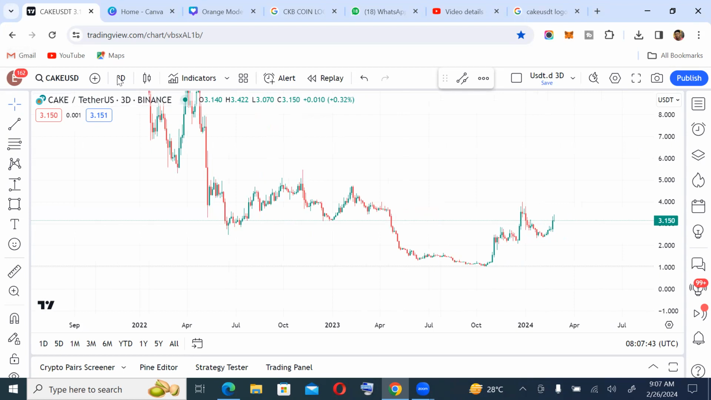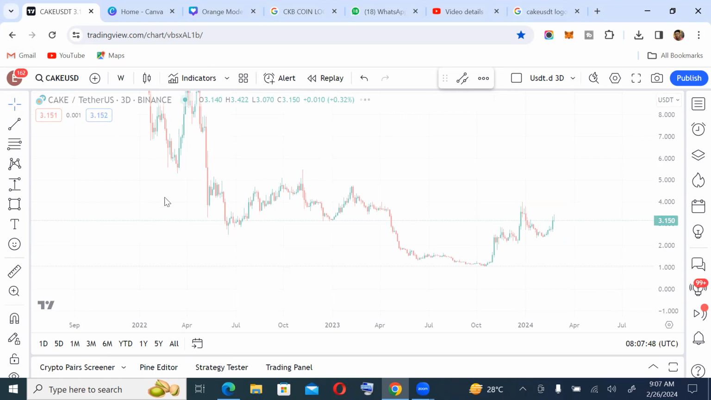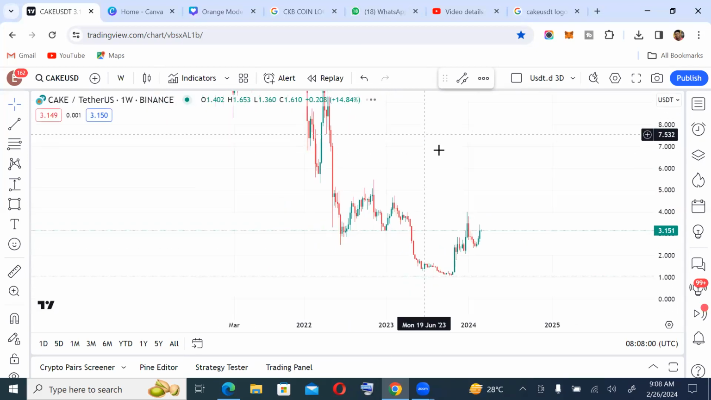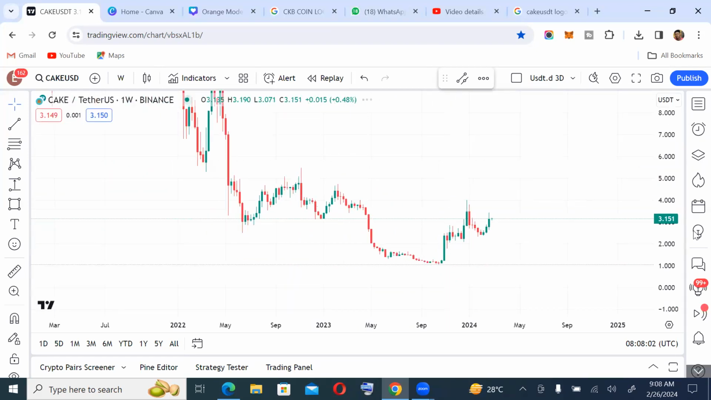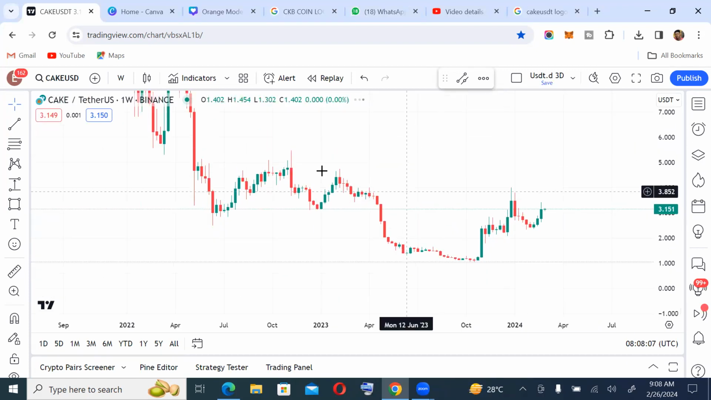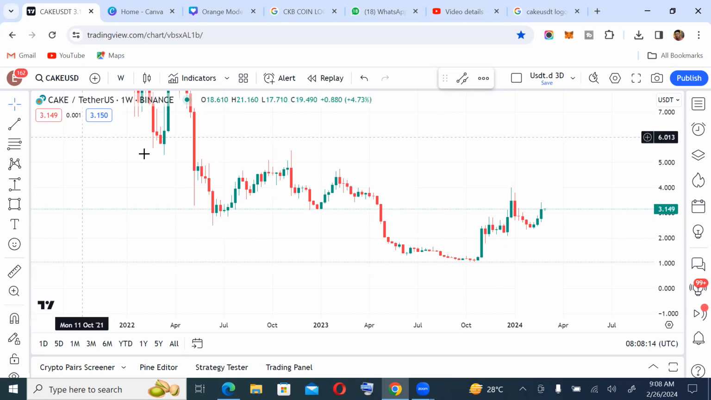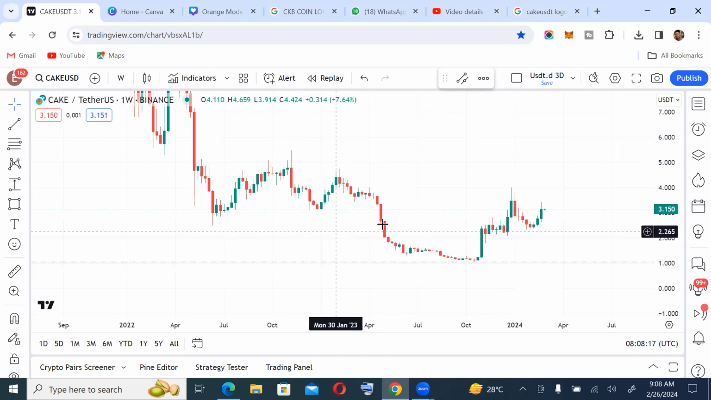So this is Cake USDT, and I want to head over to the weekly time frame now so that you can see everything right in front of you. I want you to see these things the way they ought to be. Now, back here on the weekly time frame, what can you see? First things first, we want to identify if we're actually in an accumulation or a redistribution.